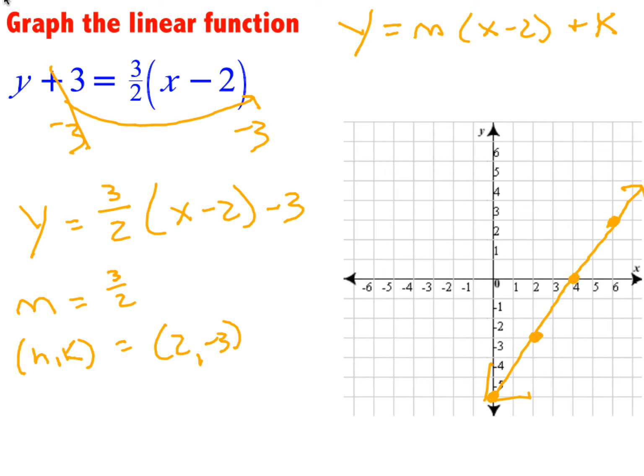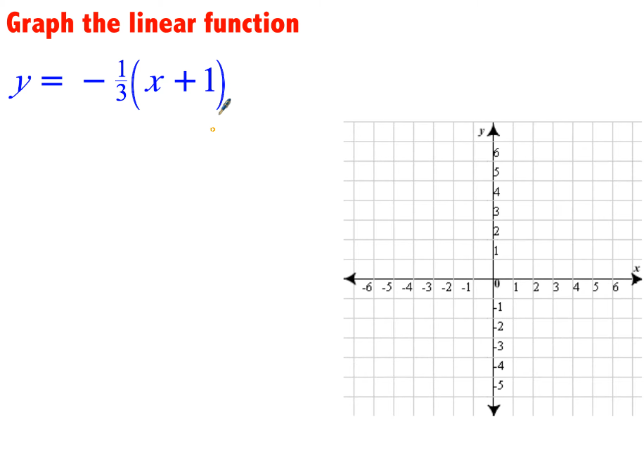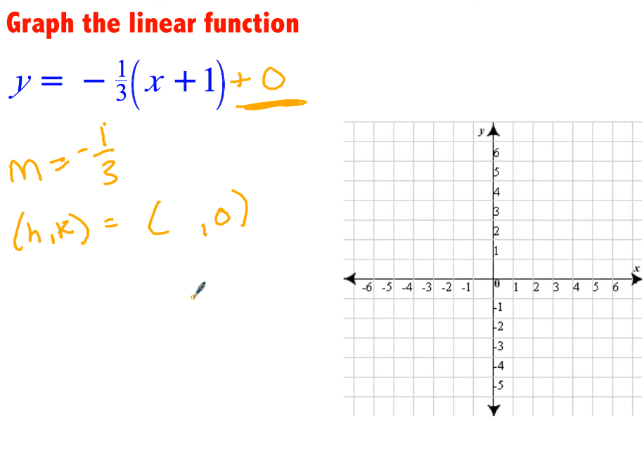Okay, last one. This one's just going to look a little bit different. So now it looks like I'm in HK form, but I don't have anything here, and I don't have anything on the other side of the y. Okay, it's y equals, and I've got my slope here. My slope here is negative 1/3. But I don't have a k value. I only have an h value. Well, this is the same thing as plus 0. This is the same thing as my y is just 0. So my HK point, my starting point, because there's nothing there, is 0.